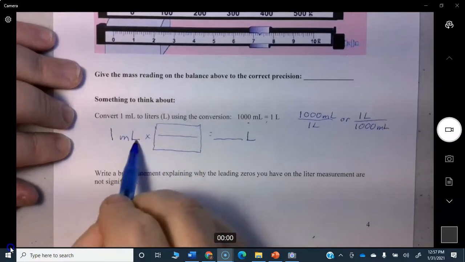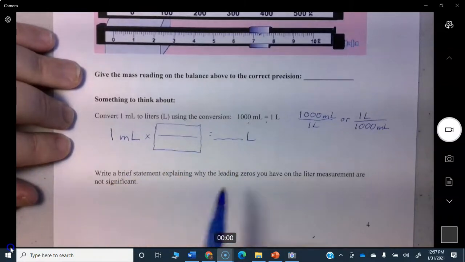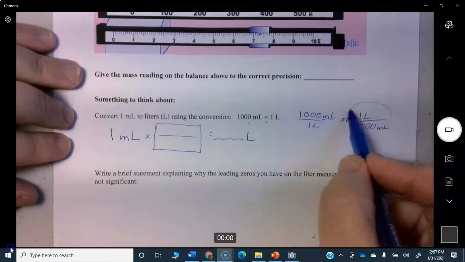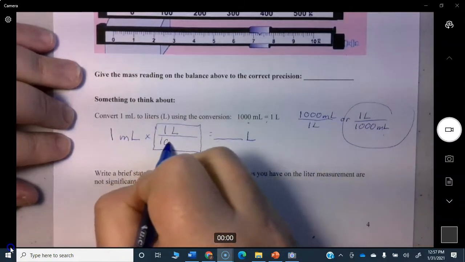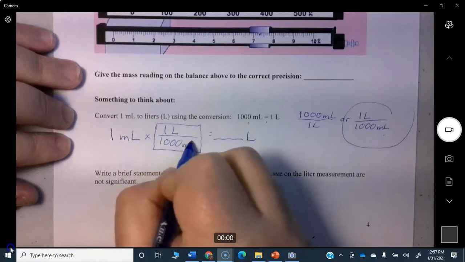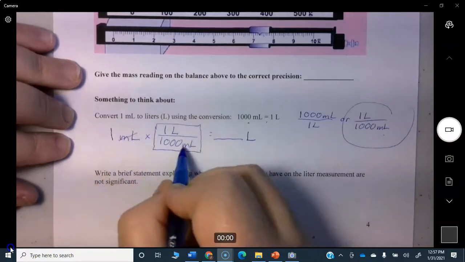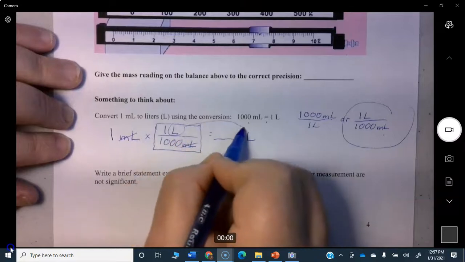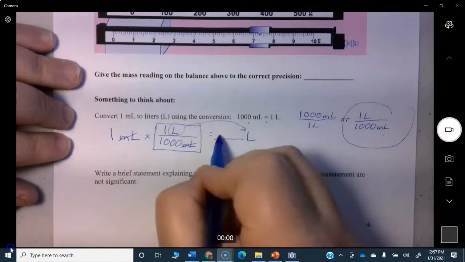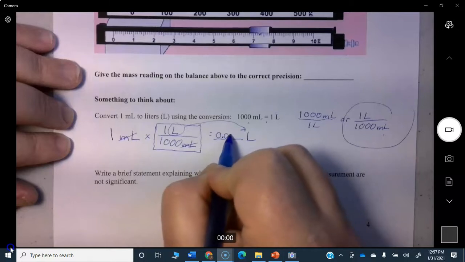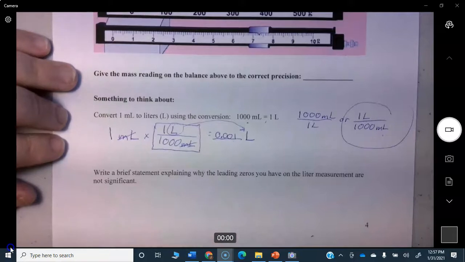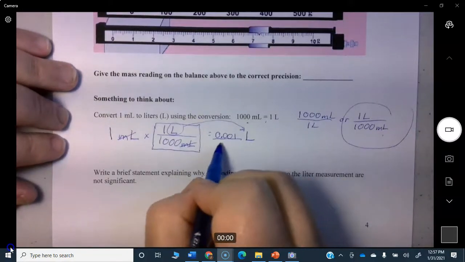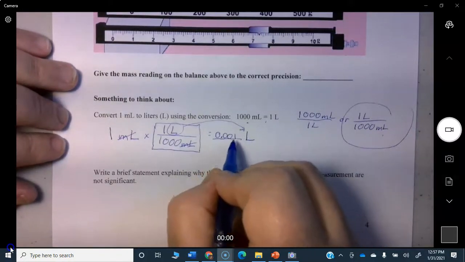All right, so I need milliliters to cancel out and liters to appear in the final answer. Which one of these two do I want to use? I want to use this one with milliliters on the bottom and liters on the top. 1 liter for every 1,000 milliliters. So milliliters on top cancels with milliliters on bottom. Last man standing. So 1 divided by 1,000 is this, 0.0, that's the tenths position, 0, that's the hundredths position, and 1, that's the thousandths position. So that's 1 over 1,000 in decimal form is 0.001.